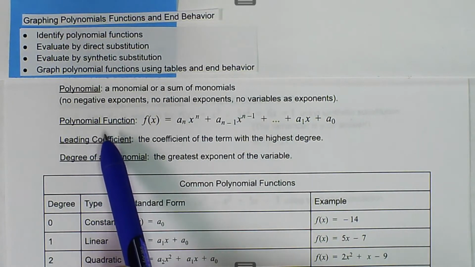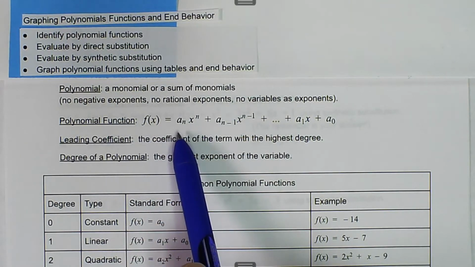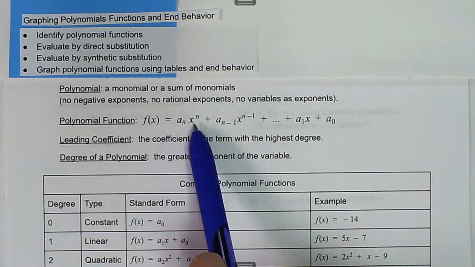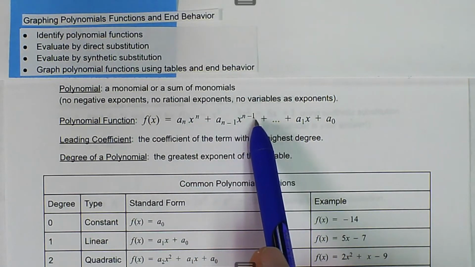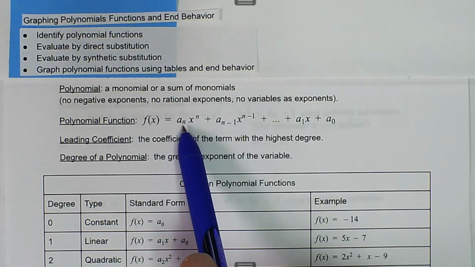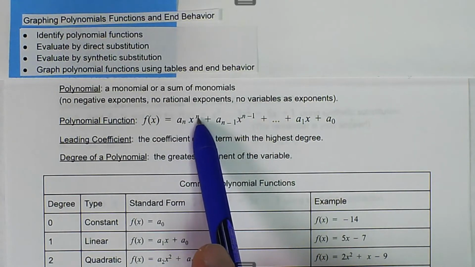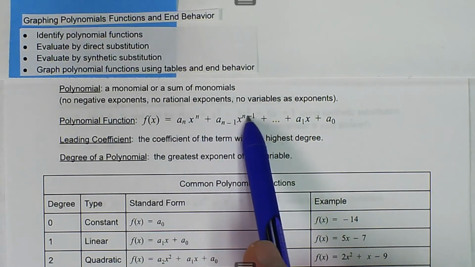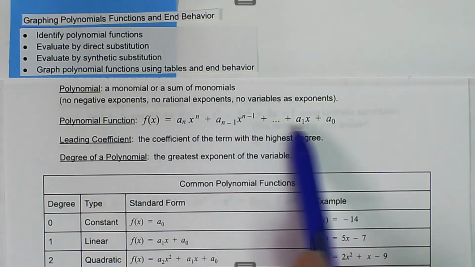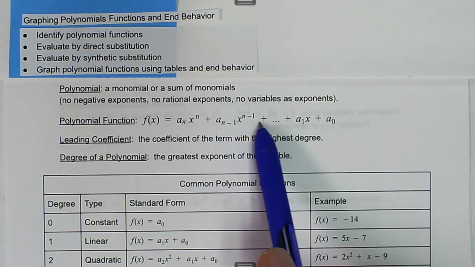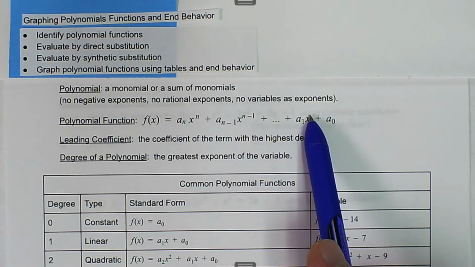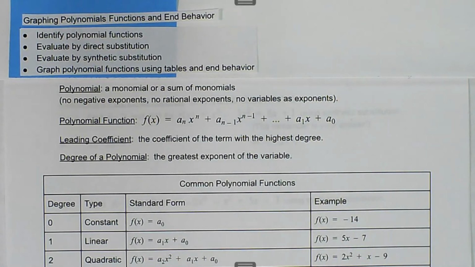So the polynomial function f of x equals a sub n times x raised to the n power plus a sub n minus 1 times x raised to the n minus 1 power. That basically just means that if this one has a power of n, then the exponent as we go from left to right is going to keep decreasing by 1, all the way until we get x to the 1, and then we have some constant term.